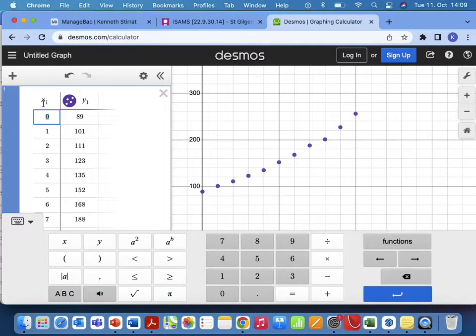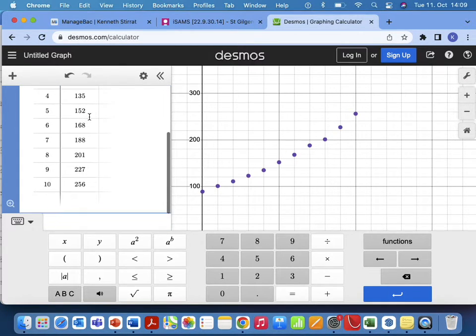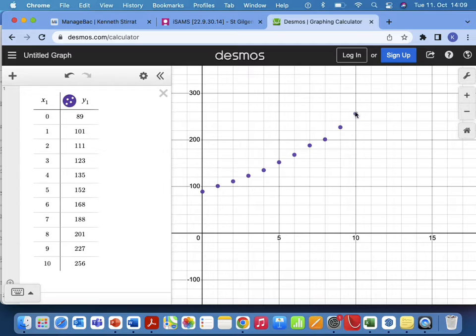Automatically, look at that. It pastes the X and the Y variable. Fantastic. And it also plots it directly on the graph. Amazing. Now you can see this is not linear. This is actually exponential. This is growing at a certain percentage each year. Is it 10%, 12%, 30%? We are going to get Desmos to fit the model.